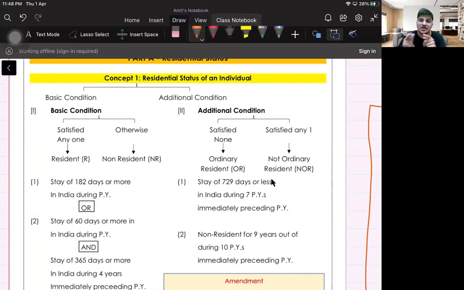But if you are a resident, further checks are required whether you are ROR, that is ordinary resident, or you are RNOR, that is not ordinary resident. To check that, we'll have to check the additional condition. Now, if you do not satisfy any additional condition, then you will be called as ROR. And if you satisfy any one additional condition, you will be called as RNOR. Now we will see what are the additional conditions which are mentioned.